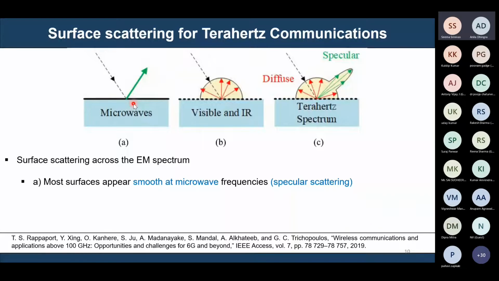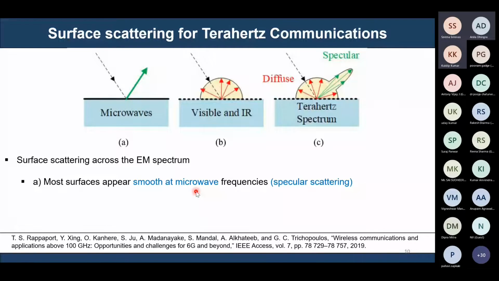If you look at the microwave domain, when we hit any surface, let's say a wall, the microwave frequencies have much longer wavelengths, as we have seen in the spectrum. So the surface remains pretty much smooth for them. So there is not much specular scattering in the microwave domain. In 4G and sub 6G frequencies, we do not face that much scattering. That's why there is no trouble with this.